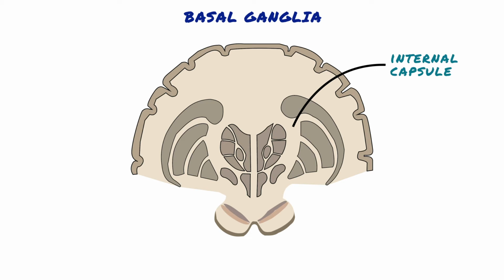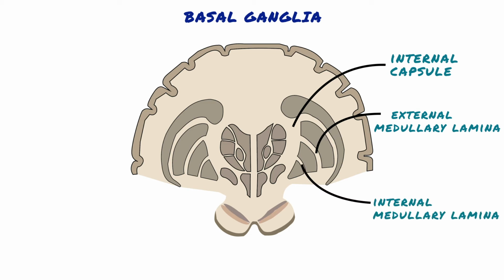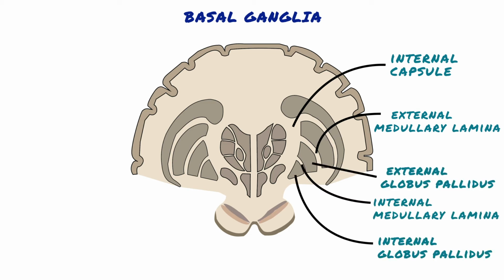The lentiform nucleus is comprised of globus pallidus and the putamen. Although anatomically related, they share no functional relationship. The putamen, whose outer face is slightly convex, is located between the external capsule and the globus pallidus. Globus pallidus is separated from the putamen via myelinated axons called external medullary lamina, and globus pallidus is divided into 2 segments by internal medullary lamina: internal globus pallidus and external globus pallidus.